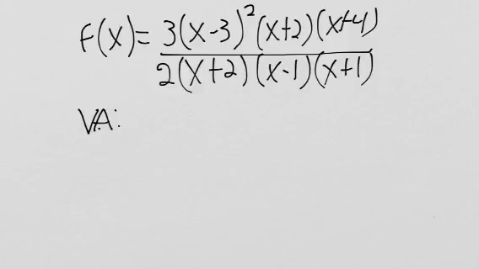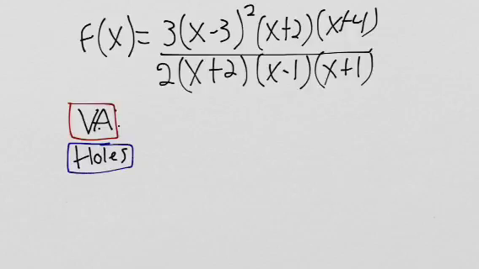So let's actually box this in red and then find out where our vertical asymptotes are. So that's going to be vertical asymptotes, and then we're going to find holes. Okay, we'll do that in blue. And then we're going to find our roots. Those are our first three things that we look for. And we'll do that in green.